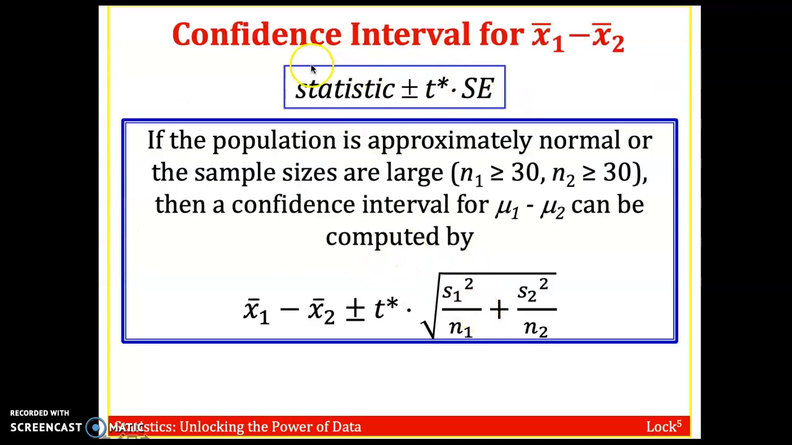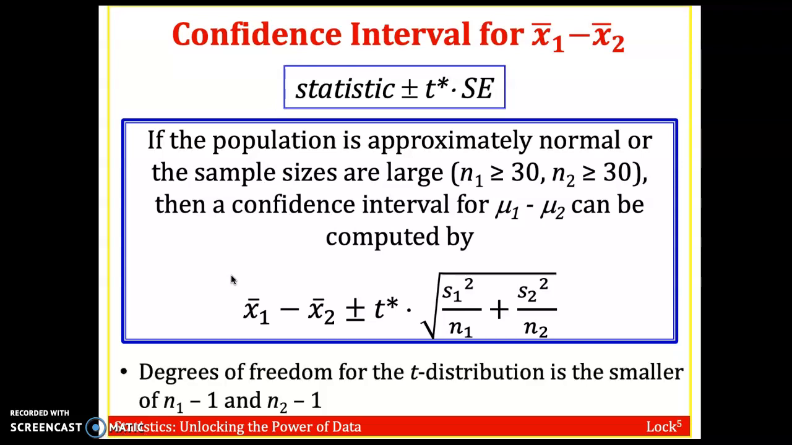And putting this all together for the difference of means, again, we need to assume the population is normally distributed or the sample sizes are big enough, at least 30. Then we have here the confidence interval formula, which I posted on your formulas handout. And as before, for the t distribution we use degrees of freedom, the smaller of each sample size minus 1.